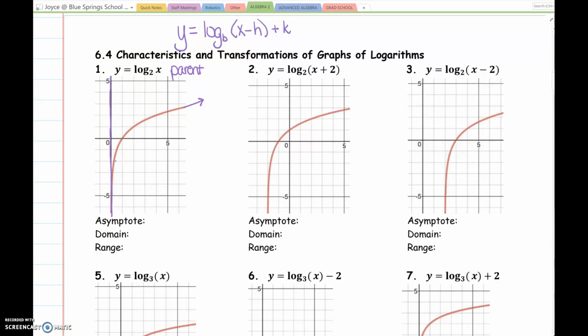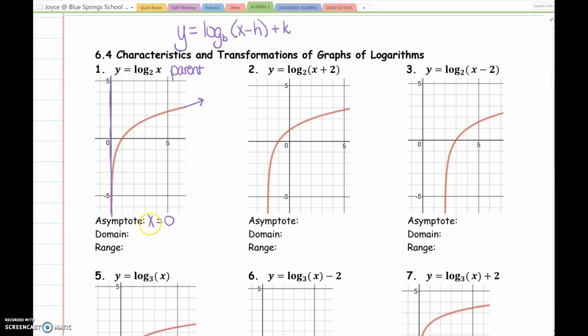What is the equation for vertical lines? Y equals... no, x equals. And if it's right on the y-axis, your x value is 0. So the parent function of a log graph has an asymptote of x equals 0.